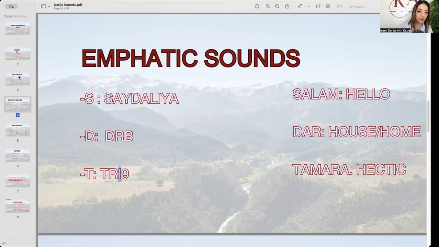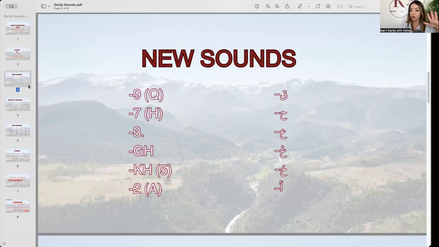And so, just to review what we saw so far, these numbers stand for a certain sound. Number 9, because you don't have the sound in English. So what we do is put number 9 to stand for ha. Same thing for ha. Number 3 is ah. This one is gha. This one is kha. And this one is just a sound.